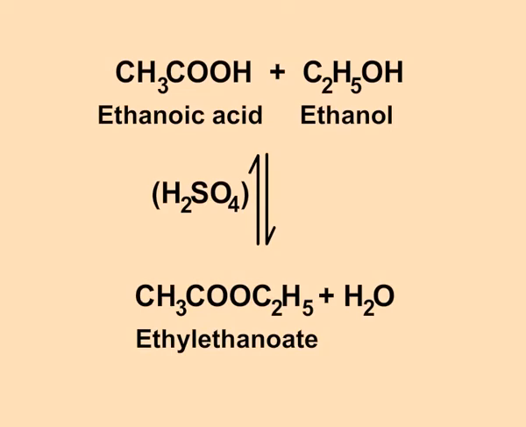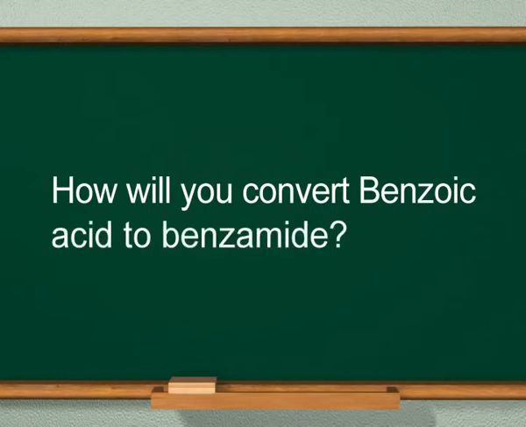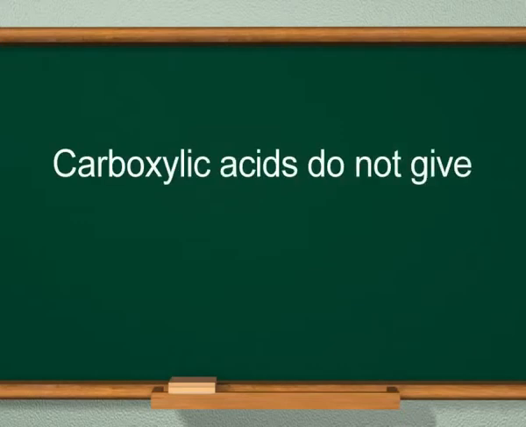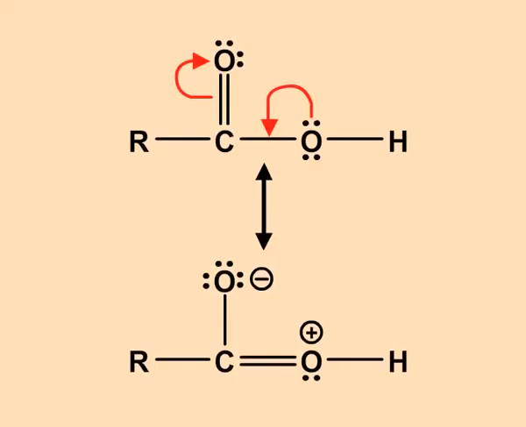And now one more question, how will you convert benzoic acid to benzamide? And the answer is, benzoic acid reacts with ammonia to form ammonium benzoate, which on being heated forms benzamide. And the next question is, carboxylic acids do not give the characteristic reactions of carbonyl group. Explain. And the answer is, the carbonyl group in carboxylic acid is not a free group as in aldehydes and ketones. It is involved in resonance. Therefore, carboxylic acids fail to give the characteristic reactions of carbonyl group as are given by aldehydes and ketones.